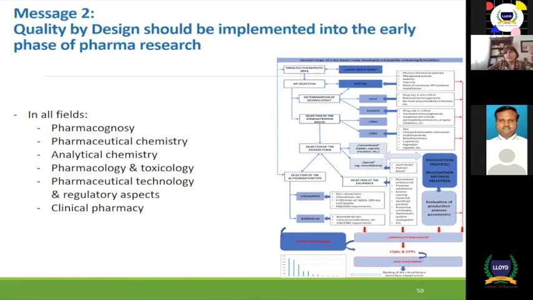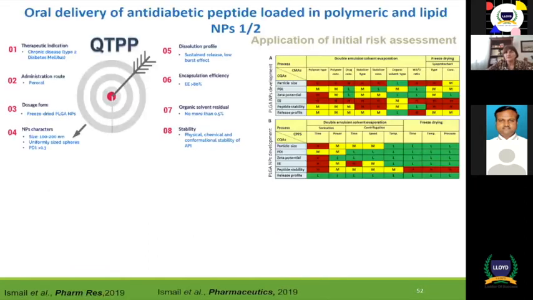So the message here, and I'm close to the end, is that in all fields where you are doing research, QbD can be implemented. This is a flow chart on the right side of the slide, what we are using here. Okay, if you have 2 minutes more patience.